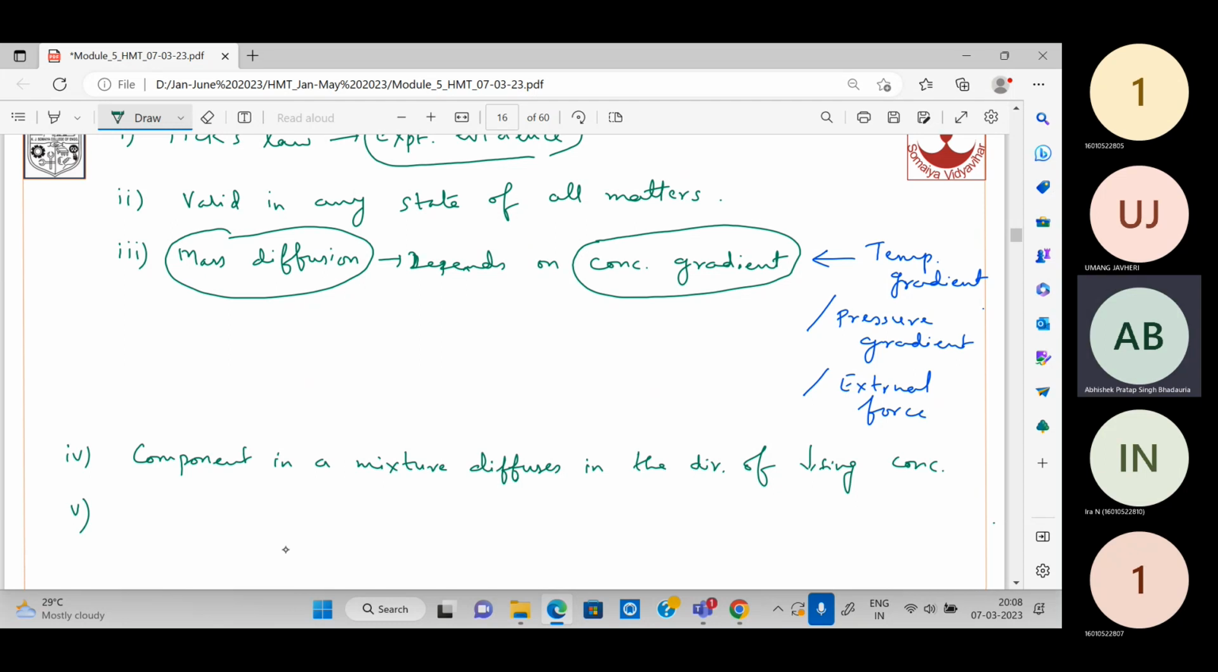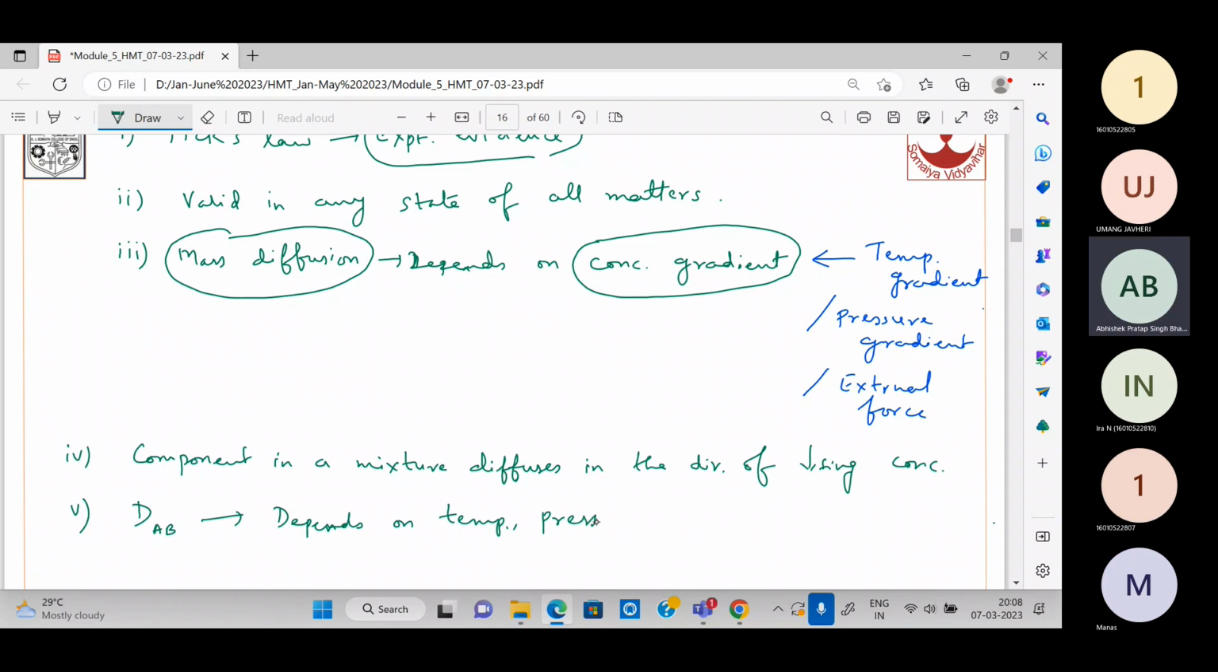Now the next is the diffusion coefficient DAB. Okay, so this depends on temperature, pressure, and the nature of the system components.